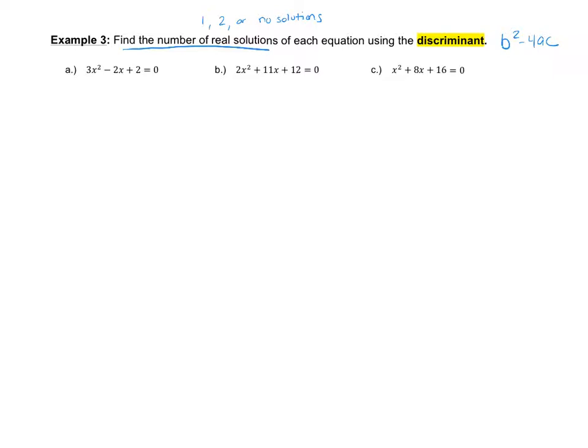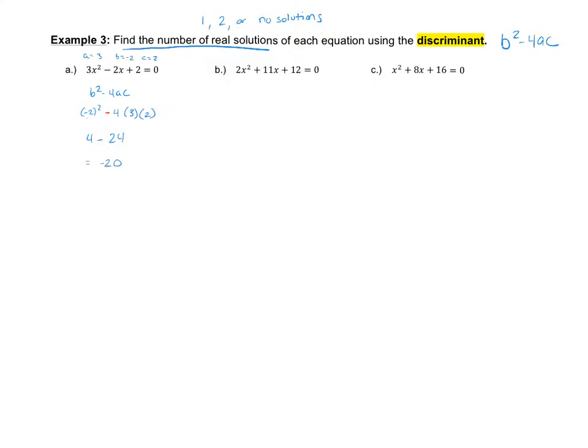So first I need it equal to 0. Then I take b squared minus 4ac. So remember, I'm setting up my little chart. a is 3, b is negative 2, c is 2. So I take b squared, negative 2 squared, minus 4 times a times c. Negative 2 squared is positive 4. And then here I get a negative because there's only one negative sign. And 4 times 3 is 12, times 2 is 24. So I have 4 minus 24, which is a negative number.